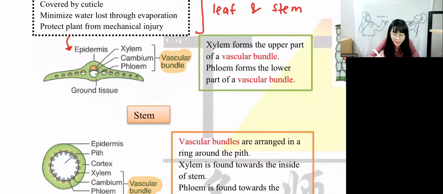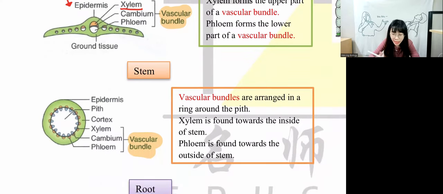At the leaf, xylem is on top. The top part is xylem. Okay, for stem, xylem is inside. How do you want to remember stem? We have a thing called the ringing experiment that we have learned before in lower form. If you don't remember, okay, I'll give you a revision again.